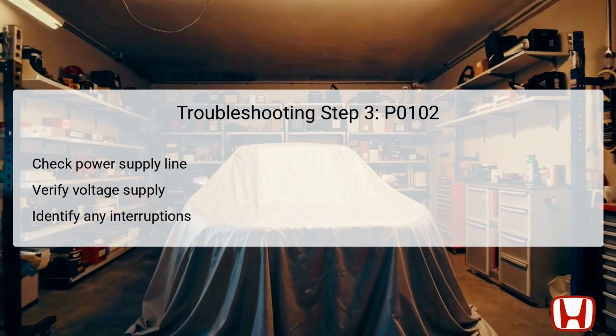This is crucial as the sensor needs a stable power source to function appropriately. Using the multimeter, measure the voltage at the power supply terminal of the MAF sensor. Ideally, you should observe a consistent voltage that aligns with the specifications outlined in the service manual. If the voltage is absent or unstable, this indicates an open circuit issue, which could be due to damaged wires or internal failures within the PCM.